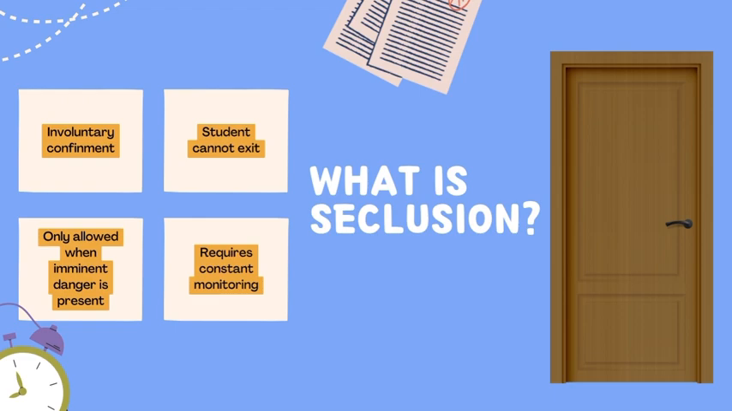What is seclusion? Seclusion is when a student is placed alone in a room where they're unable to leave. This can only be used when there's imminent danger of harm, and the student must be visually monitored the entire time. As soon as the danger is gone, seclusion has to stop, and that has to be tracked. I'll explain further in another slide what this looks like.